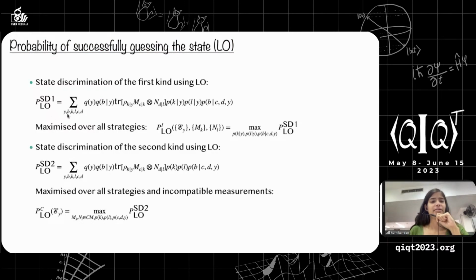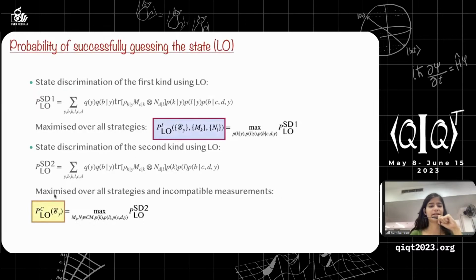So the quantity of interest is this, the probability I showed in the previous slide. Now you can maximize over all strategies, that is, all probability distributions of choosing each measurement and finally guessing the state. After maximizing, you get the maximum probability of discriminating the states using the measurements M_k and N_l. And in the state discrimination of the second kind, we not only maximize over these probabilities, over these strategies, but we also maximize over all possible compatible measurements. So the final probability which we get is the maximum probability of discriminating the states, maximized over all possible compatible measurements and over all strategies.